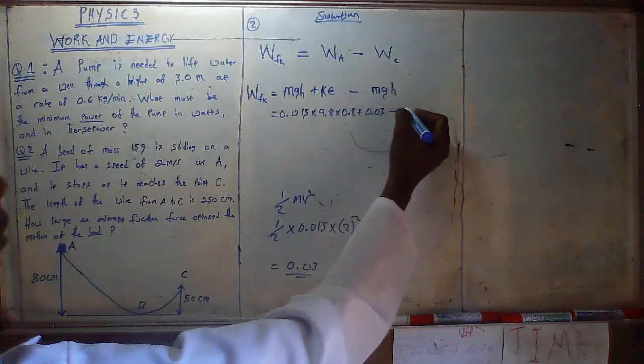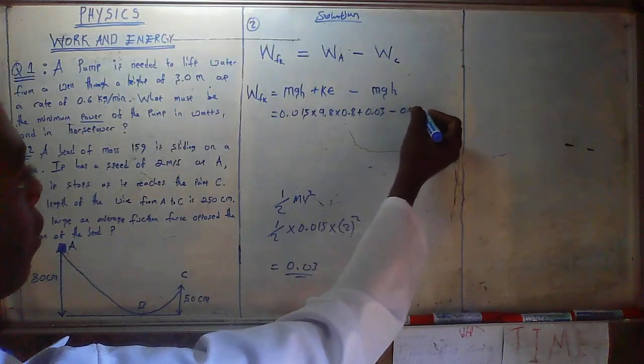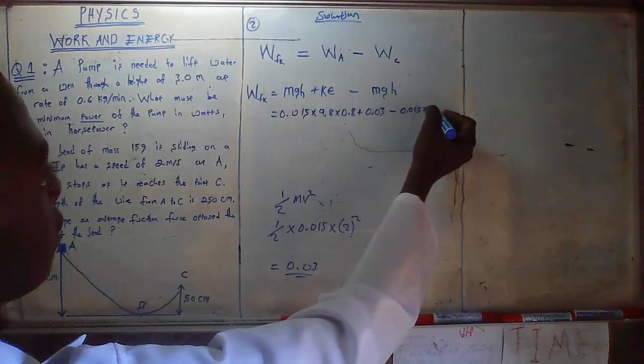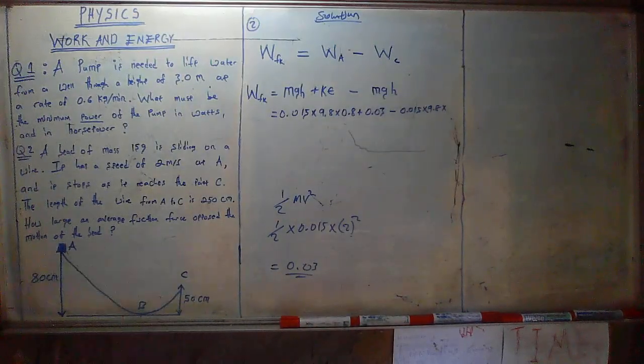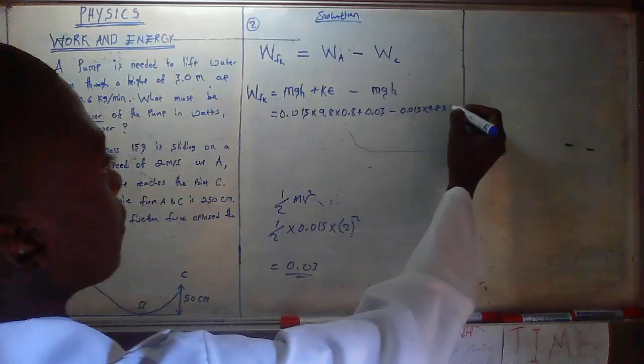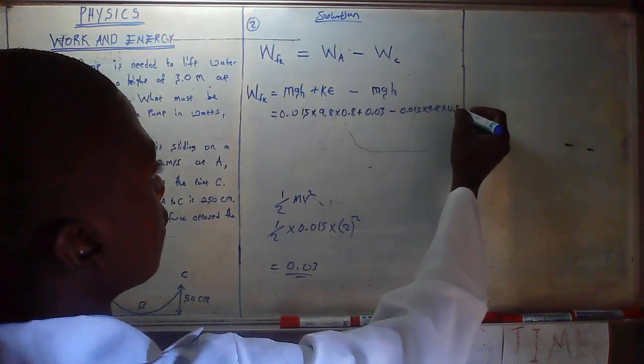Okay, so this entire thing minus this. The mass remains the same, 0.015. Gravity remains the same. Height changes. Here, the height is 50, right? So we'll say 50 over 100, which will give us 0.5 meter.